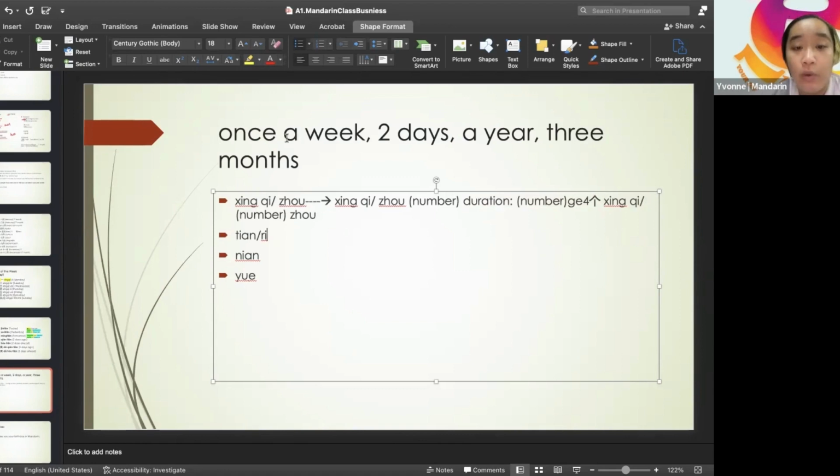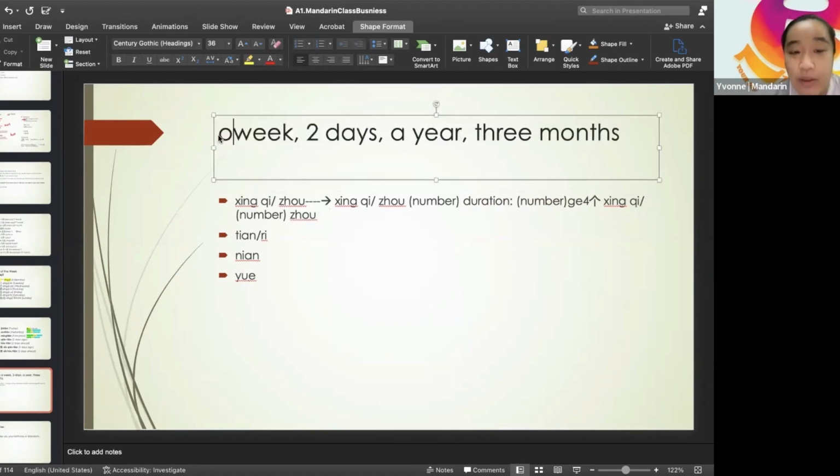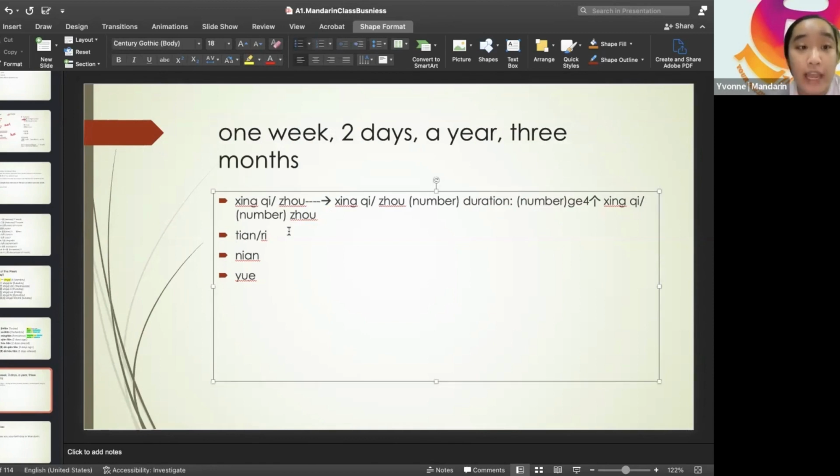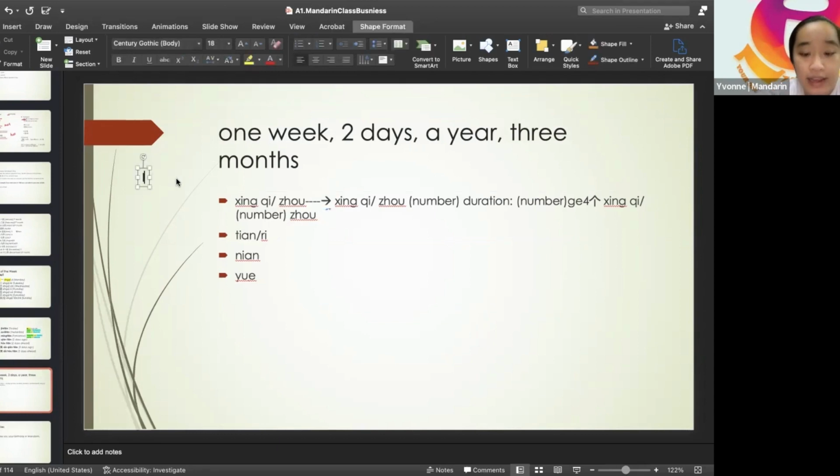So now, 1 week, not once a week. The second one: how about 2 days? This is the time I will remind you of the rules for counting in Mandarin. For the number 2, we use the word 两. So instead of 二个, we say 两个, not 二个.